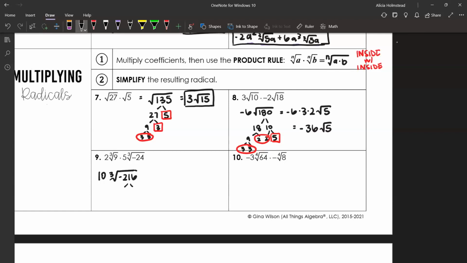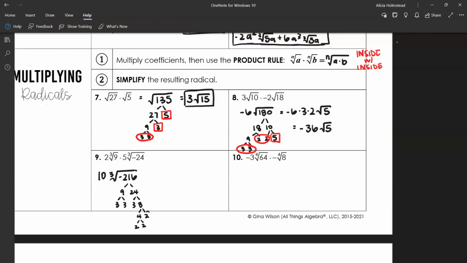So let's see, factors of 216, well, we know that's 9 and 24. 9 is 3 and 3. 24 is 3 and 8. 8 is 4 and 2. And 4 is 2 and 2. Our index is a 3, so we want groups of 3 things. So we got our 3 2s, our 3 3s with nothing left over.